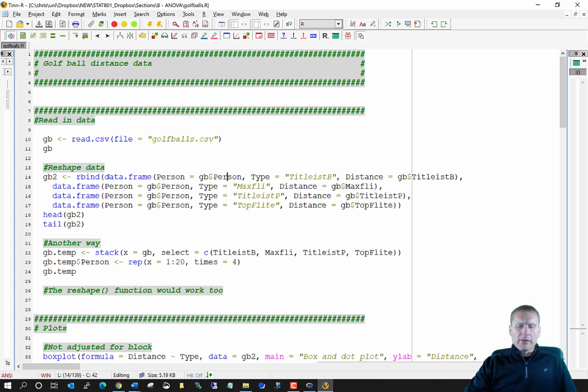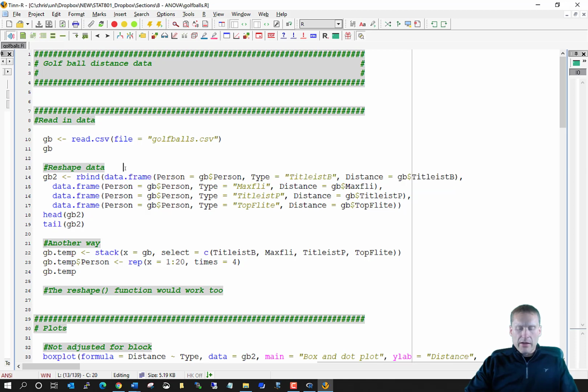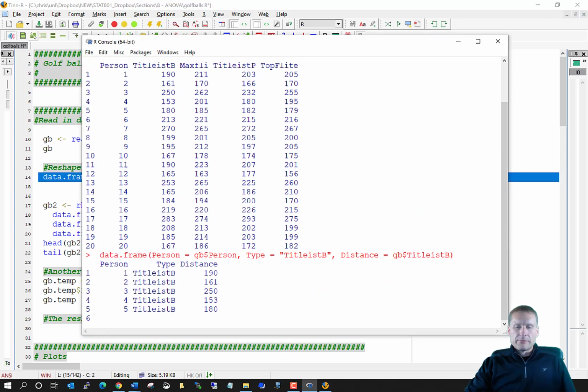So now to do this, let's copy and paste some of this outside of it first so that we can see how this all works. Okay, so what I'm going to do is grab from my GB data frame each of the people. I'm going to create a new variable called Titleist B. And the way that R is going to react is it's going to put every person having a Titleist B as their type. And then I'm going to also grab all the distances for the corresponding Titleist B. So let's go ahead and do that.